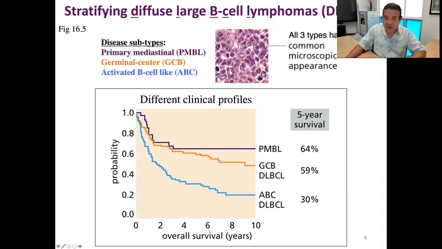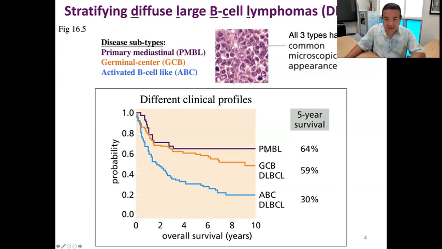The problem is when a pathologist has a biopsy from a patient that presents in the clinic with, they think, B-cell lymphoma, and the pathologist looks under the scope, this is what they see. All three types of this disease look very similar. You cannot tell the difference just by looking under the scope. But this is a problem, because even though all three of these types look very similar morphologically in terms of the cells and the tissues, the patient prognosis is very different depending on what type of disease they have.